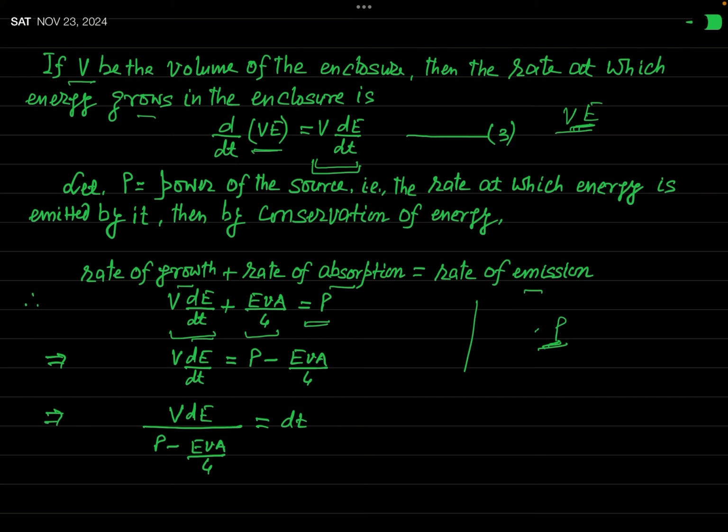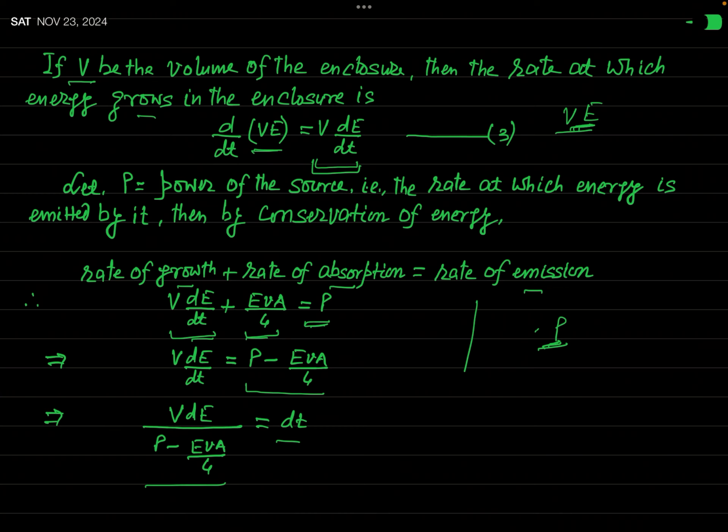Therefore, mathematically you can say that V times dE by dt plus EVA by 4 is equal to P. And our aim is to find E. So we will solve this differential equation. But for solving it, or finding the value of E as a function of time, we have to integrate. Before that, this equation must be cast into a form so that integration can be done easily. For this, let us bring the second term from the LHS to the right hand side. Then your result will be V dE by dt equal to P minus EVA by 4. And so V dE divided by P minus EVA by 4 equals dt. Now this equation is in integrable form and you can easily integrate it.